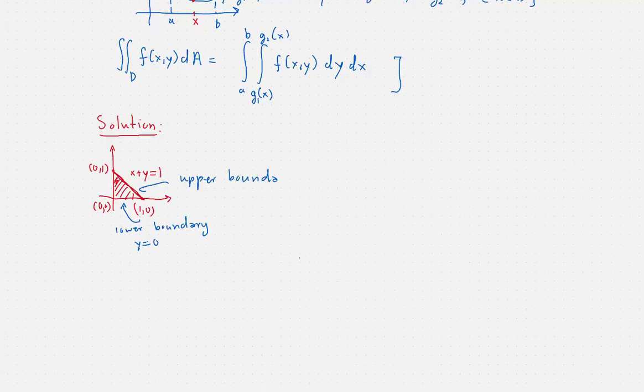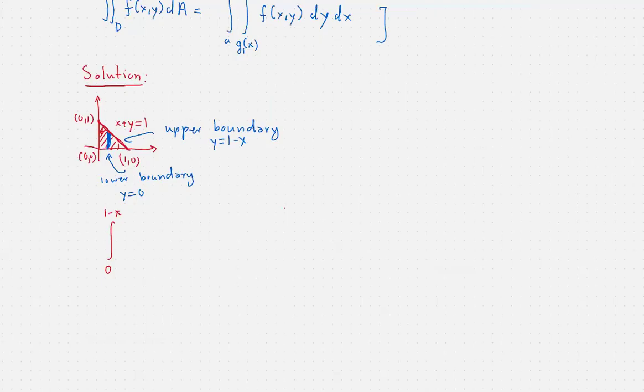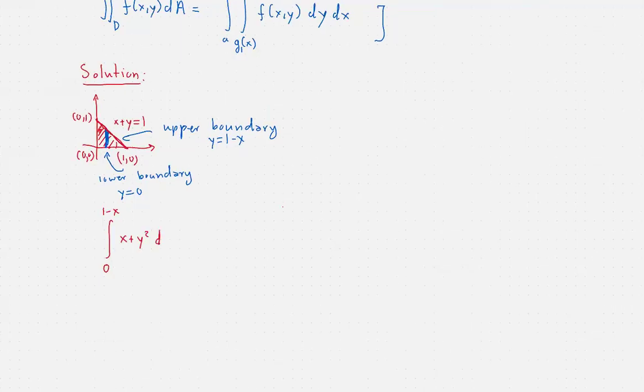And we will do vertical integration first. So this means that we will have the integral from 0 to 1 minus x. The integrand was x plus y squared, dy first, since we do vertical integration, and then the integral from 0 to 1 dx. So that's how we write our double integral as an iterated integral.